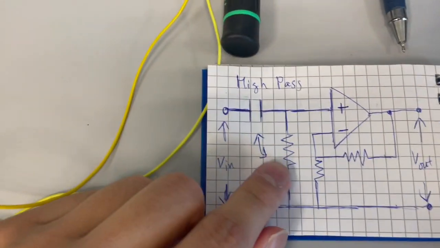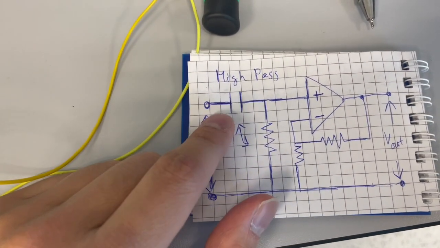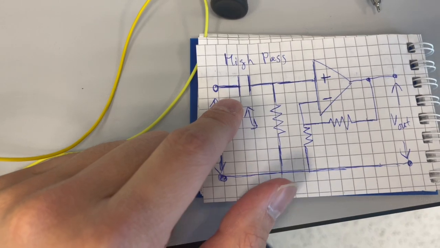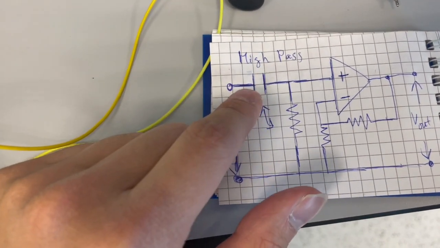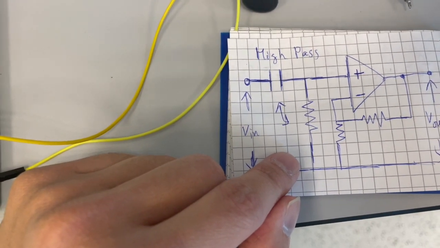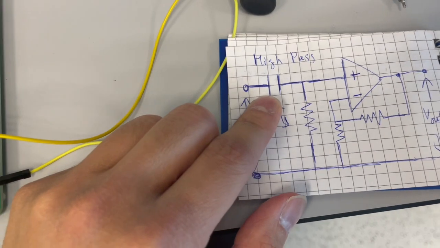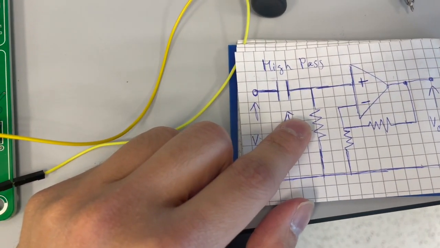What is the difference between the high pass and the low pass? If you want to build a high pass filter, you connect the capacitor in series with the input and the resistor in parallel to the ground. If it's a low pass, we simply swap them: put the resistor in series to the input and the capacitor goes to ground.